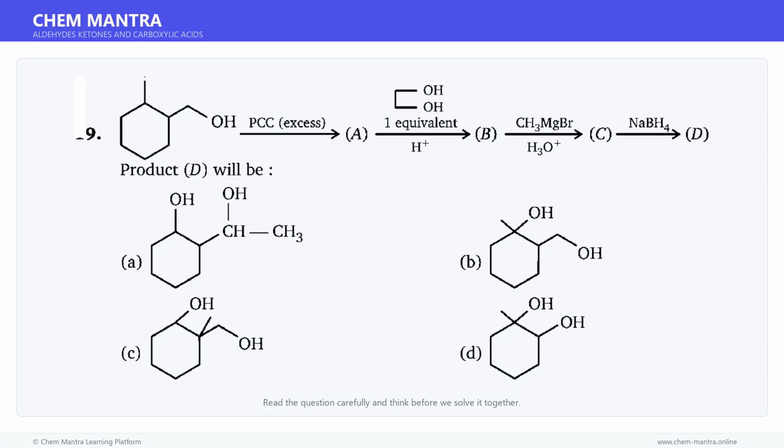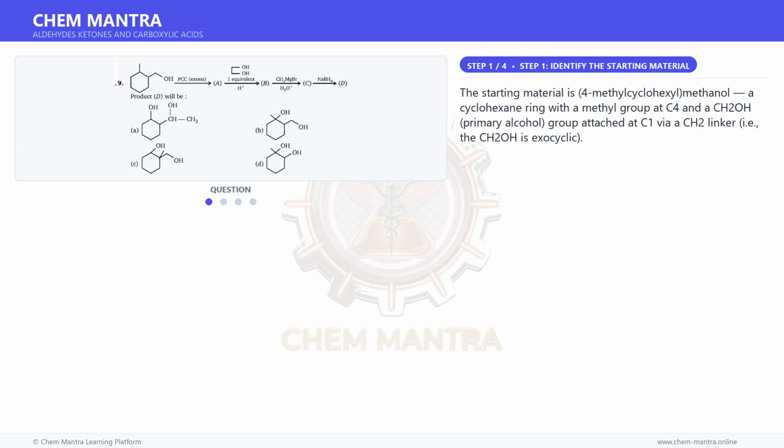Here is a question. Read it carefully and think about the answer. Let us solve it step by step. Let us begin solving this step by step. The starting material is 4-methylcyclohexyl methanol, a cyclohexane ring with a methyl group at C4 and a CH2OH primary alcohol group attached at C1 via a CH2 linker, i.e., the CH2OH is exocyclic.